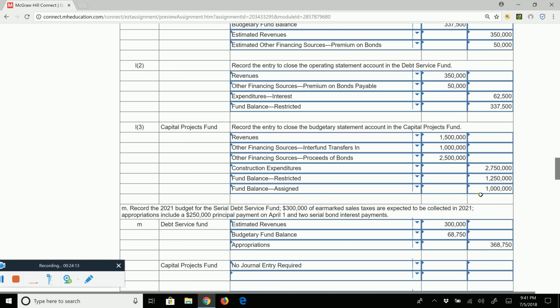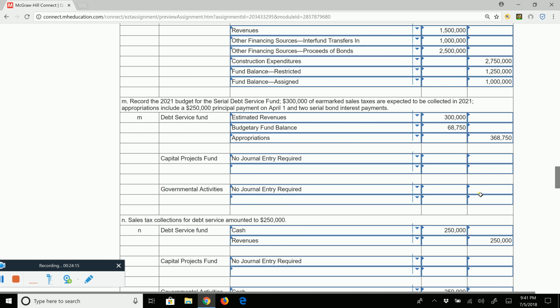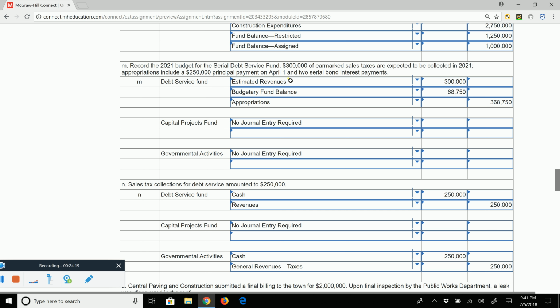Now let's take a look at year two. First thing we got to do in year two is record the new budget. And in the new budget, what we have to keep into consideration is we're expecting $300,000 in sales taxes. We are also expecting to make 3 payments during the second year. And those 3 payments are as follows.